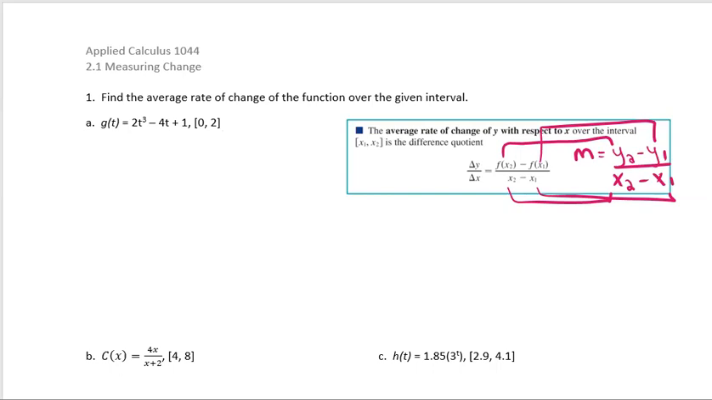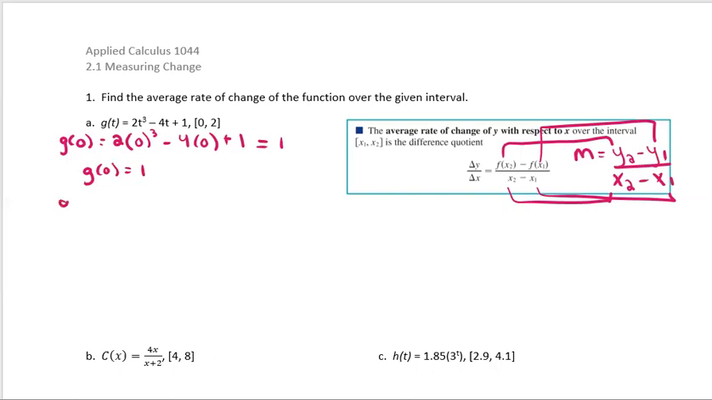So let's try this. The first thing that we need to figure out is what g of 0 is equal to, because 0 is our first endpoint. So that means that we put 0 in everywhere that we see a t. So take out the t, put in a 0 in its place. If we solve this down through, 0 to the third is 0, 2 times 0 is 0, 4 times 0 is 0, 0 minus 0 is 0, plus 1, we're going to get 1. So this means that g of 0 equals 1.